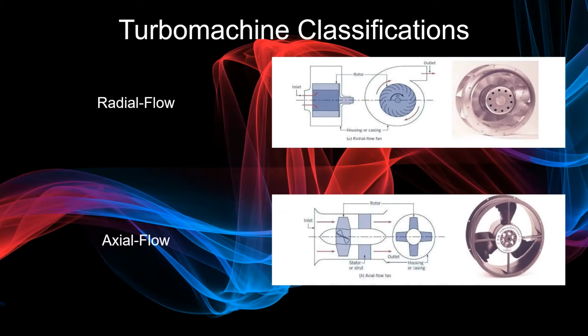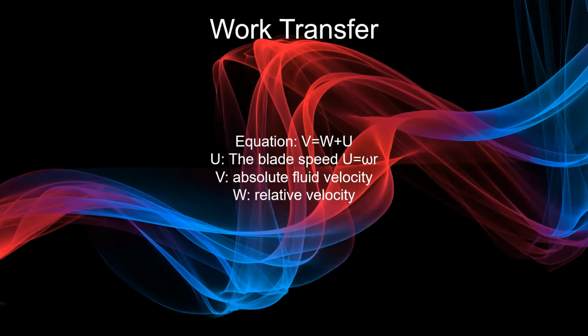The third type of turbo machine is a mixed flow machine. This is a combination of both a radial and an axial flow machine. For the work transfer of a turbo machine, we define it using the equation V equals W plus U, where we define U as the blade speed, which can be calculated using omega times R, where omega is the angular velocity and R is the radius from the axis of the fan.